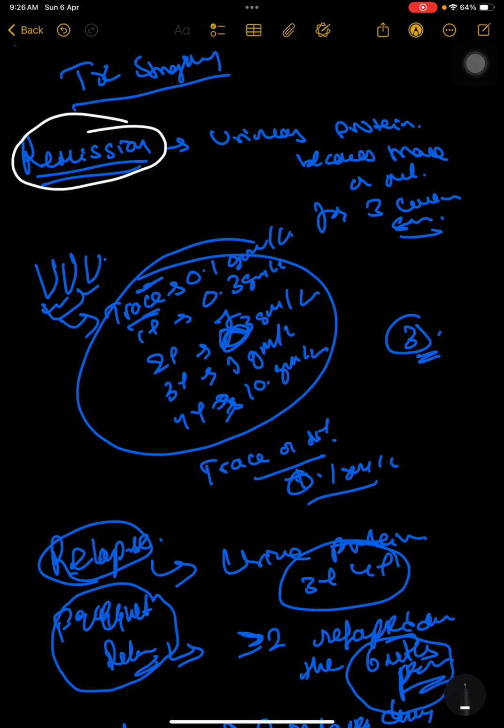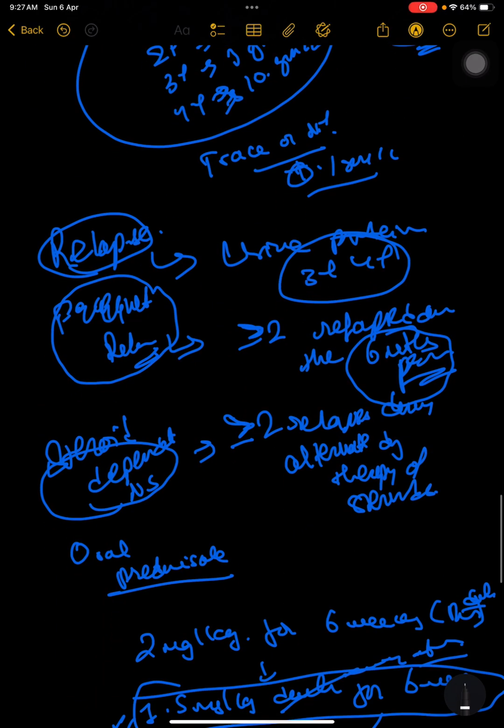What is a relapse? Relapse is divided into 3 types: relapse, frequent relapse, and steroid dependent case. Relapse is actually 3 plus, 4 plus protein. If it's seen, that is relapse. Frequent relapse: in a 6 month period, you have 2 relapses. Steroid dependent: more than or equal to 2 relapses, meaning 3 plus, 4 plus, during alternate day therapy.